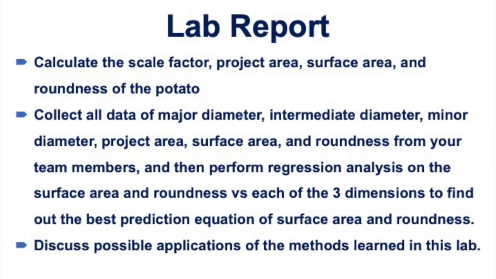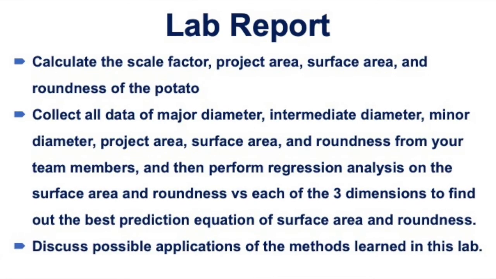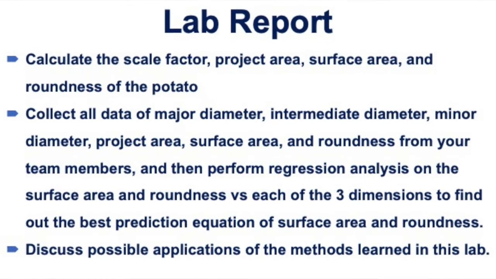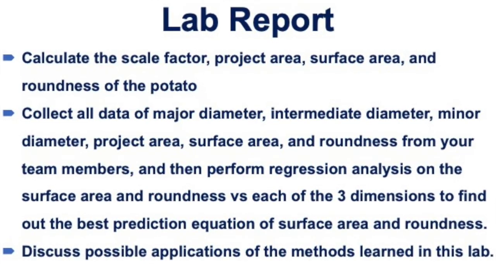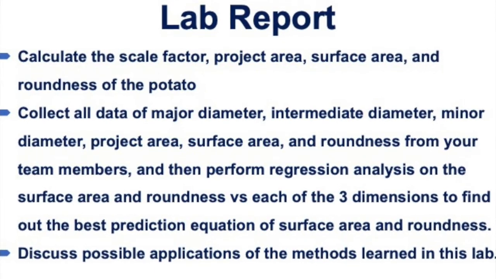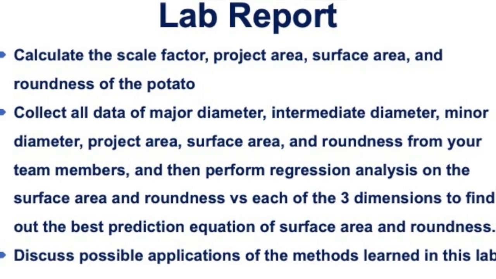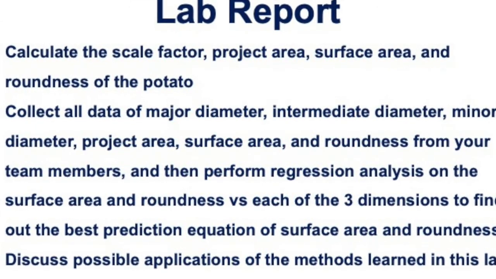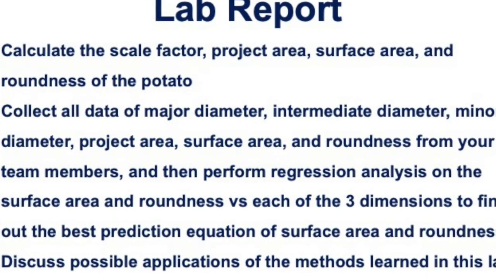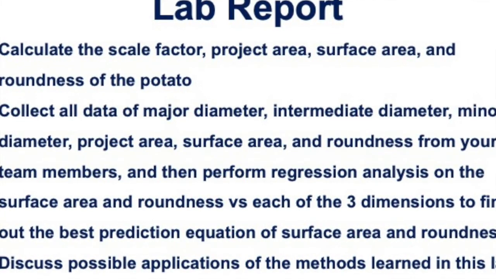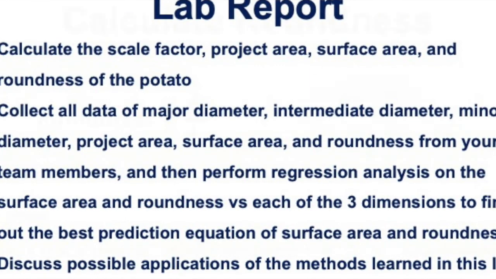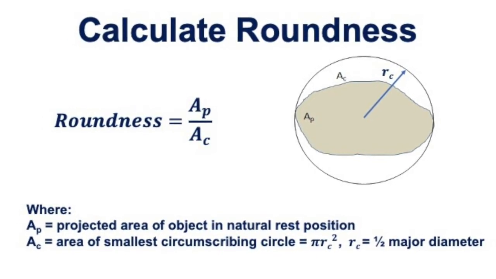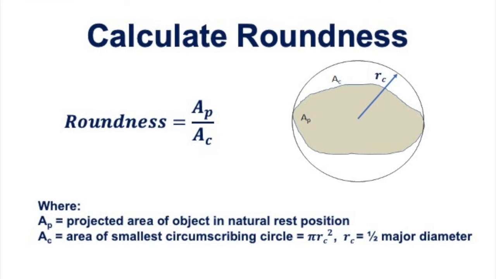After collecting all necessary data, the next step is to perform the data analysis in the lab report. Calculate the scale factor, project area, surface area, and roundness of the potato. Collect all this data from your team members, and then perform regression analysis on the surface area and roundness versus each of the three dimensions to find the best prediction equation of surface area and roundness. The roundness equals the largest project area divided by the area of the smallest circumscribed circle.